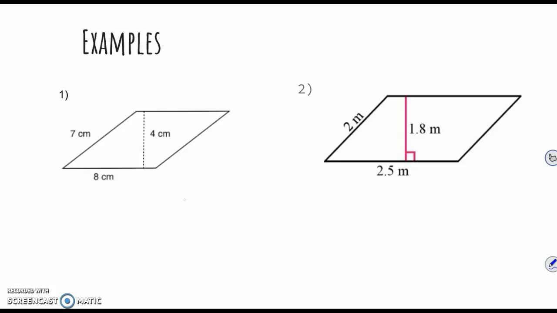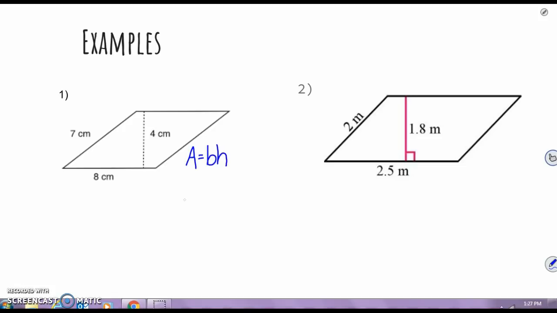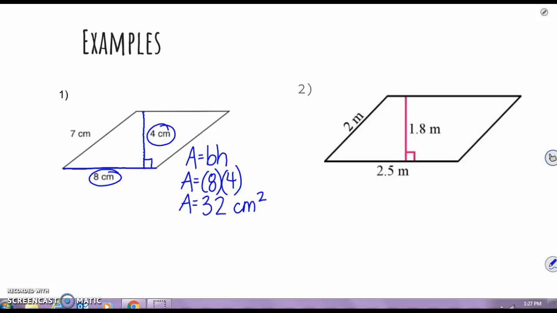Let's look at these two examples. We're going to find the area, which is base times height. Look at number 1. Which of these do you think is the base? If you said 8 centimeters, you are correct. So I'm going to plug 8 in for base, or for B. Remember, your height is formed by a right angle. So that means 4 is our height. When we multiply 8 times 4, we get 32 centimeters. Remember, area is measured in square units.